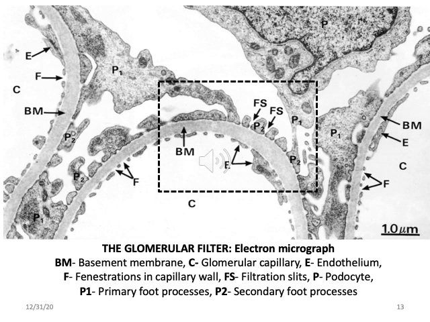You can see the podocytes with podocyte foot processes. In between these podocyte foot processes there are filtration slits, and in between capillary endothelial cells there are small spaces. These are called fenestrations.